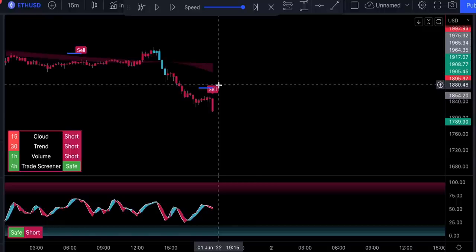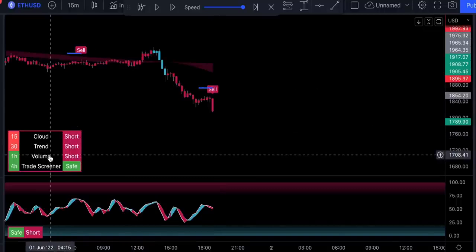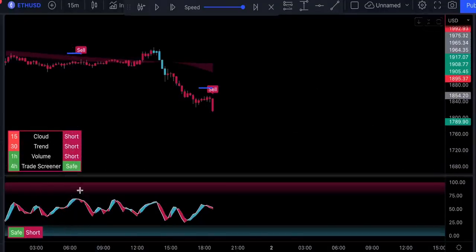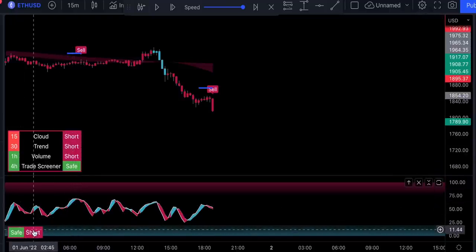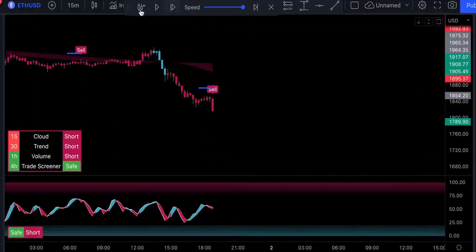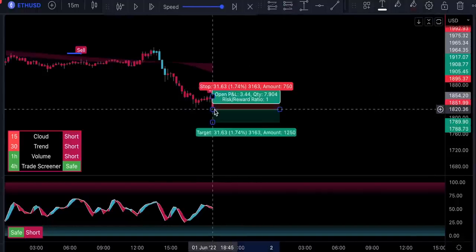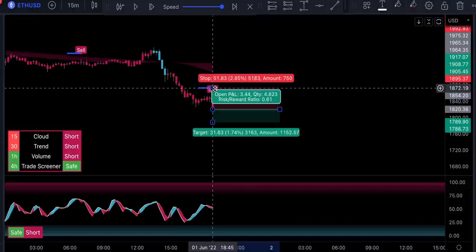As I said earlier, this only happens when we have all these criteria met. And also the trade screener has to say safe. And finally, we're going to be looking at the glow node oscillator and it also has to say safe and short. And as soon as we have all these requirements met, we can go ahead and place a sell order. We see the indicator also tells us where to set our stop loss. Our take profit target will be set at 1.5 times the risk.